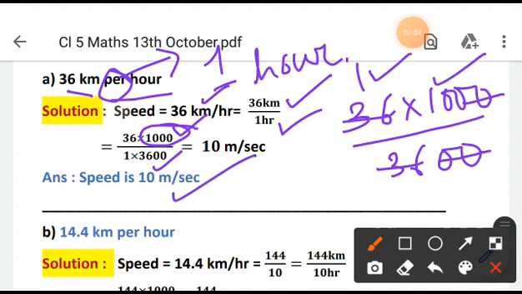So you are going to write speed equals 10 meter per second. So in this case you have converted the speed given in kilometer per hour to meter per second. For that you need to convert, in the first step, the distance from kilometer to meter and then the time from hour to seconds.